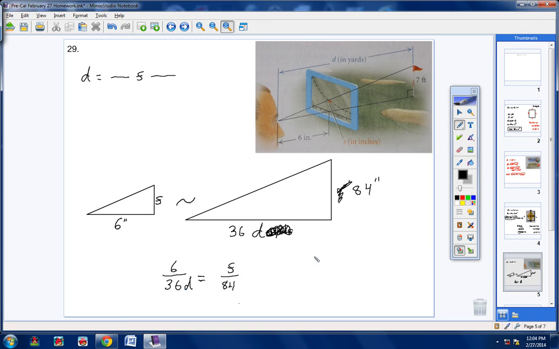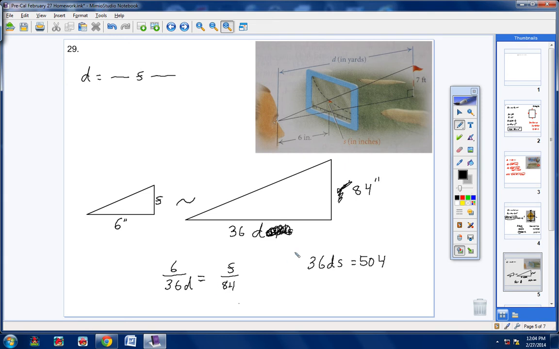36D times S would be 36DS equals 6 times 84. I'm doing that in my head. It would be 24, carry your 2. That'd be 48, 504. All right. Now we're going to take 504.